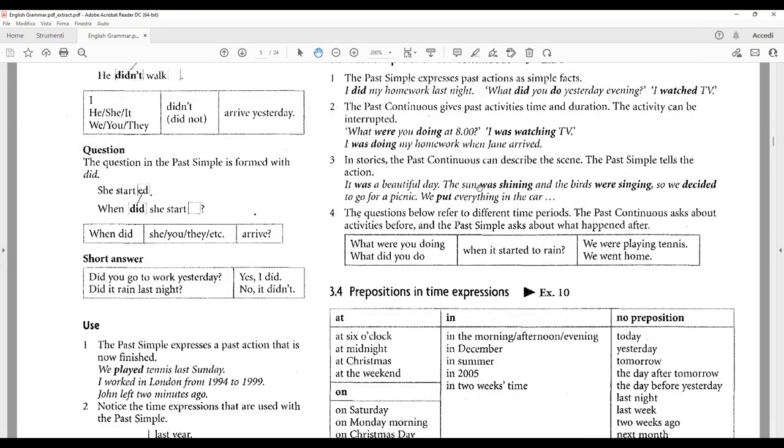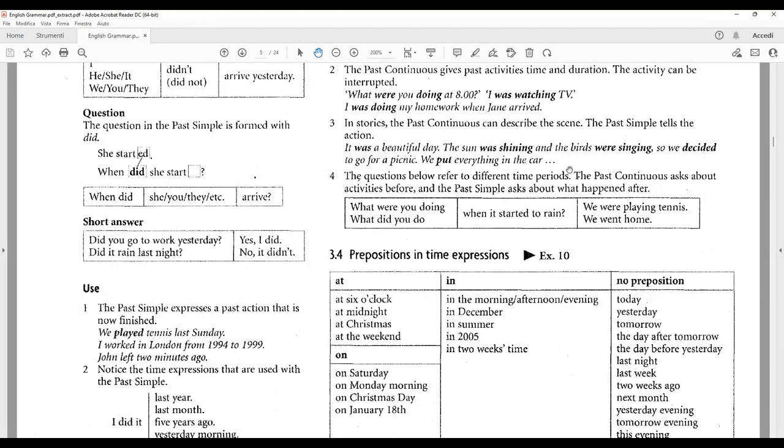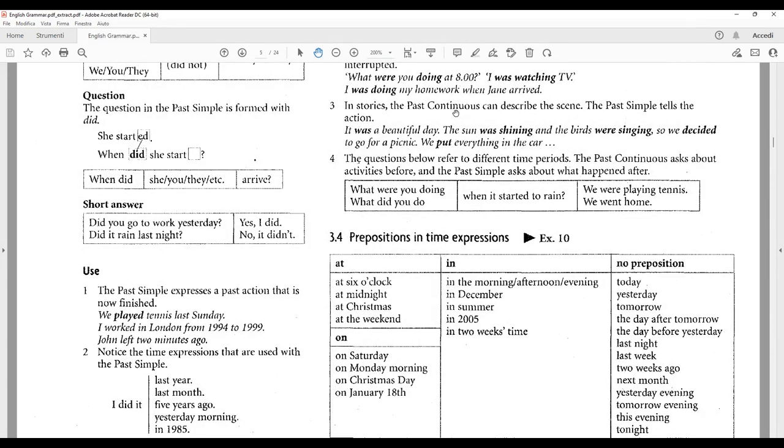Anche nelle storie, in stories, the past continuous can describe the scene. Il passato continuo può descrivere un'azione. The past simple tells the action. Quindi il passato continuo, nel raccontare una storia, descrive una scena, il passato semplice l'azione.